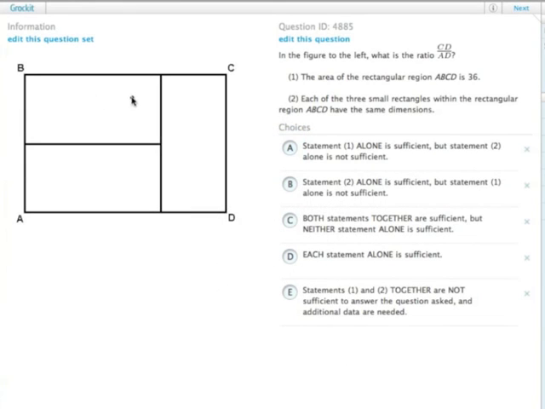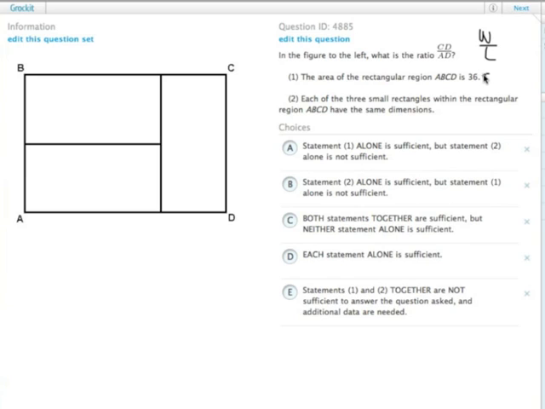So in the figure to the left, what's the ratio of CD to AD, or basically the width to the length of the figure? We need some numbers or some proportions in order to solve this. So statement 1 tells us that the area of ABCD is 36.